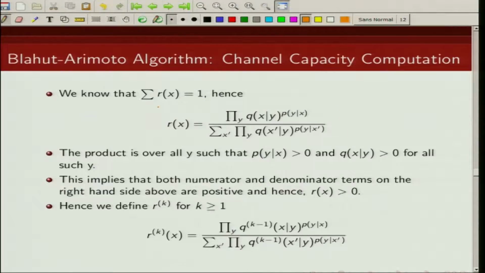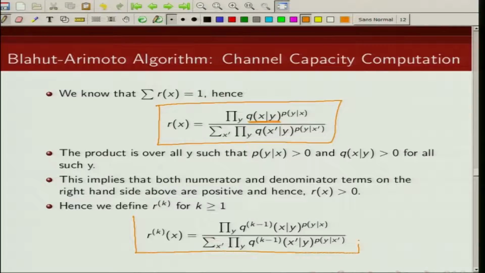Now, this is the optimal value of R of x in terms of Q of x. Earlier we computed the optimal value of Q of x in terms of R of x. So at the kth iteration, I can write R of k of x as the product over all y of q of k minus 1 of x given y, raised to the power p of y given x, divided by the summation of this.